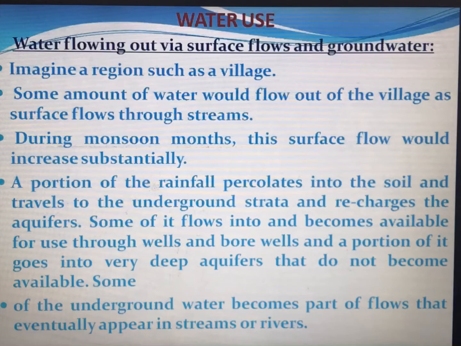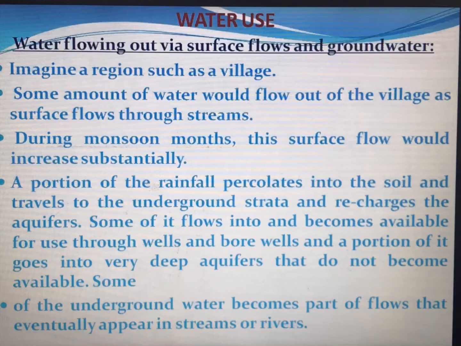Some of the underground waters become part of flows that eventually appear in streams or rivers. So some of the underground water joins the streams or rivers in that way. Okay, this is the first introduction part of water use.